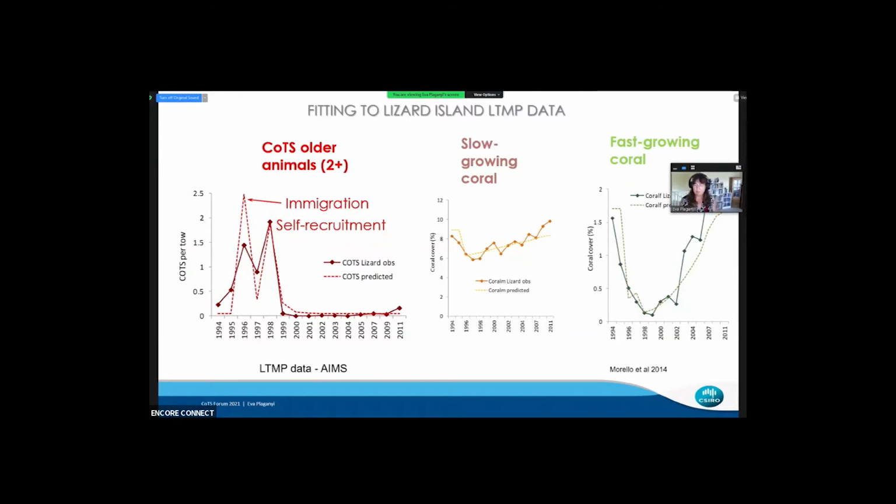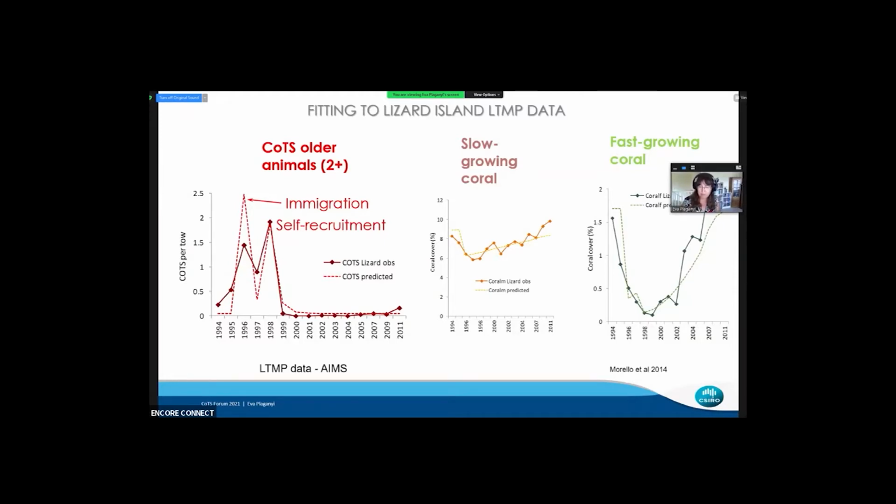As you can see from COTS on the left, we first have to have a population model that adequately describes the sort of dynamics we see. And we can play with different hypotheses. So these models are very good at allowing you to address uncertainty, to try different hypotheses and to see if they're consistent with the data. With the coral, for example, this helps us to parameterize how that interaction between the COTS and the coral happens, as well as showing things like what is the recovery time for the large, slow-growing corals versus the fast-growing corals.